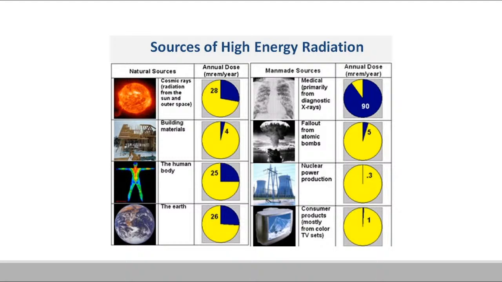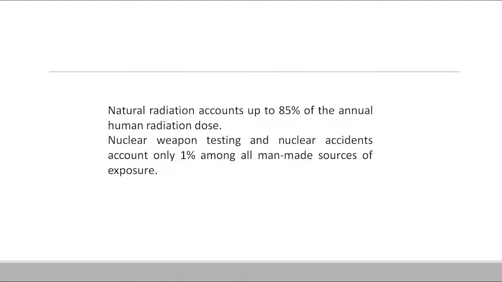In this slide you can see also, for your better understanding, natural radiation accounts up to 85% of the annual human radiation dose. Nuclear weapon testing and nuclear accidents account only 1% among all man-made sources of exposure.